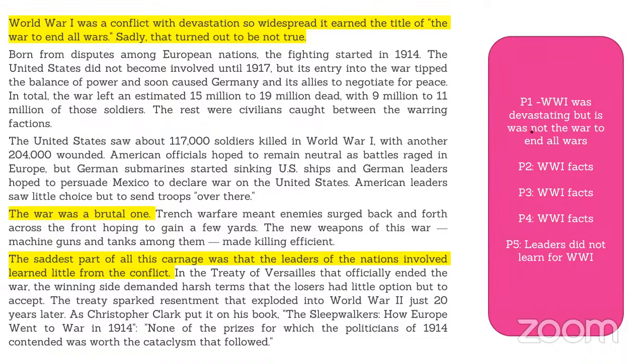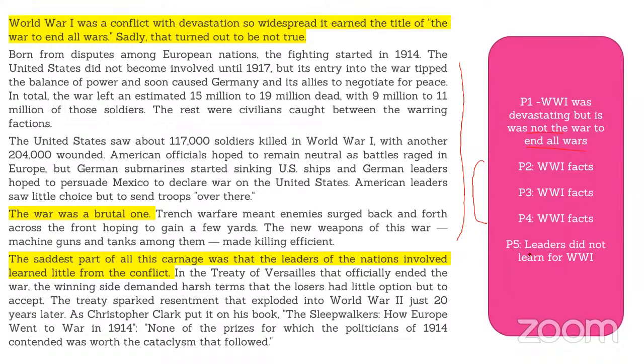World War One was devastating, but it was not the war to end all wars as it was thought. Paragraphs two, three, four are simple facts, and these are some things which should not trouble us. Now, you should not worry too much about whether the figure is 1,17,000 or 2,04,000, for whom it is what. That doesn't matter. If the question comes, you anyways have to come back and read it. So, paragraphs 2, 3, and 4 were factual in nature.